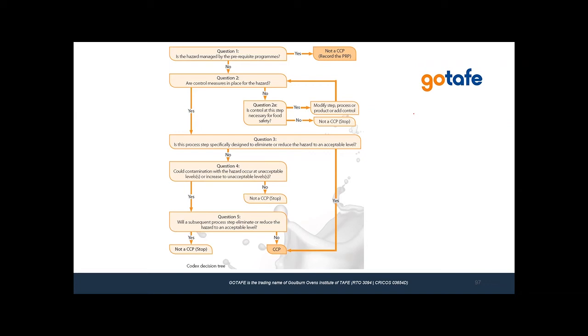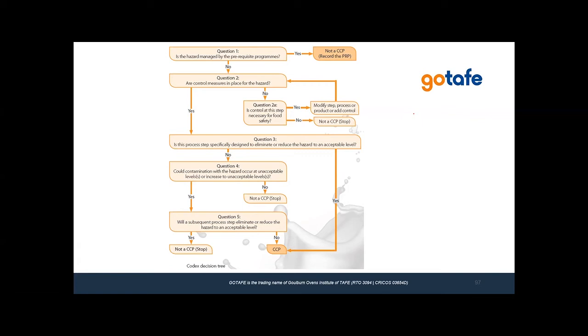Is this process step specially designed to eliminate or reduce the hazard to an acceptable level? Okay, so that's question 3. If the answer is yes, there's a step designed for that to eliminate or reduce the hazard. So it's going to be a critical control point.